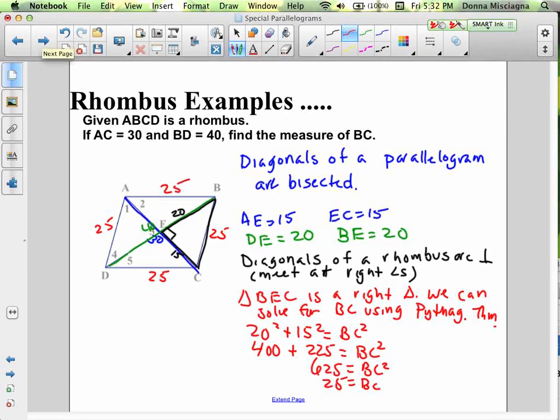All of these, this is 20, this is 15, right? So all the triangles are the exact same size and shape. They are congruent.